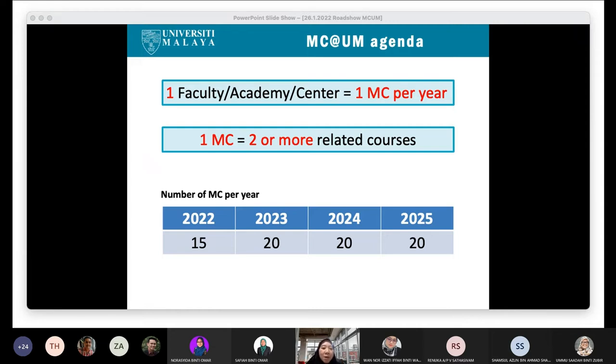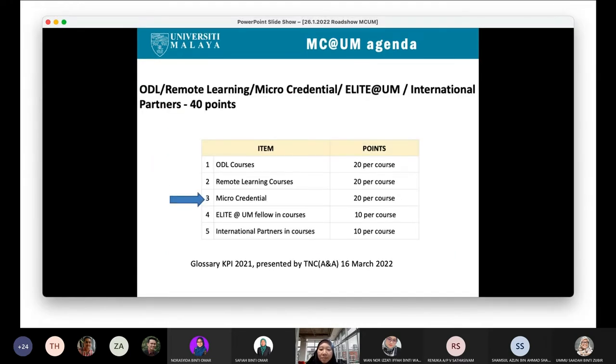So we want all faculties to have at least one MC per year. In terms of our targets, this year we should have 15 MC courses, because one faculty should contribute one MC. We have about 15 PTJs, so it should be 15. Next year the number will be added, so it will be 20. It means that some of the faculties will need to add more. These are new numbers, 20 new courses in 2023, 2024, and 2025.